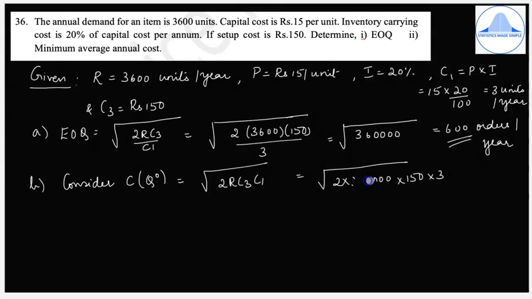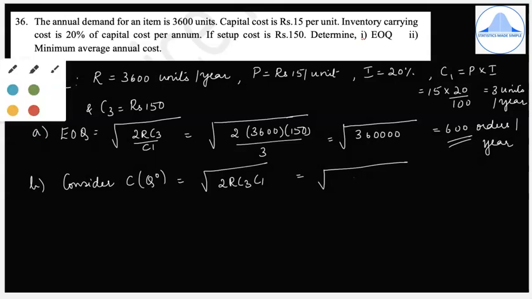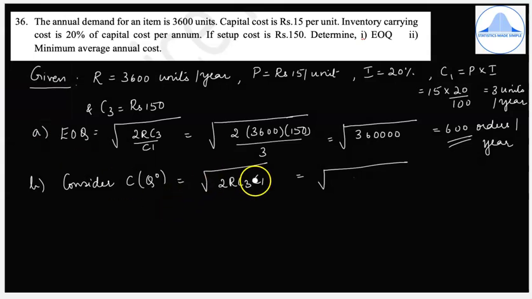Now let's move on to the minimum average annual cost. So starting with the second subdivision, the minimum average annual cost is C of Q to the power 0, which is equal to, the formula is root of 2R C3 C1, which is equal to root of 2 into 3600 into 150 into C1, which is equal to 3. So on simplification, you will get rupees 1800.